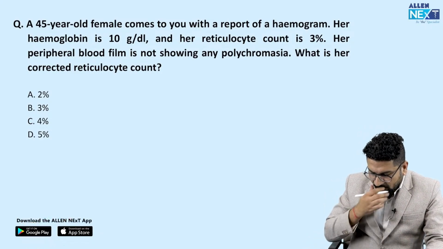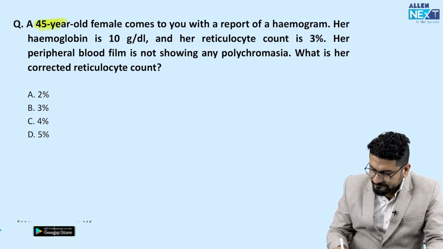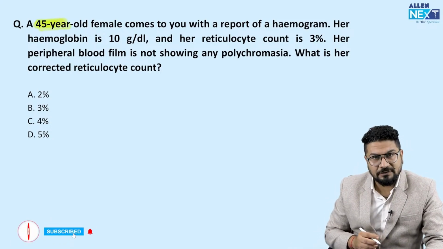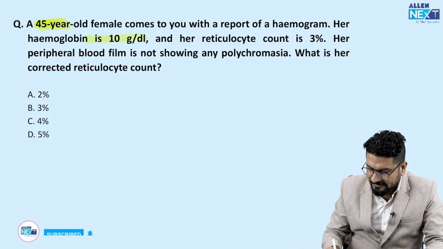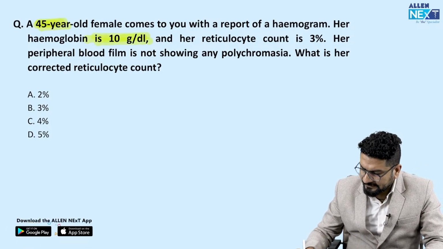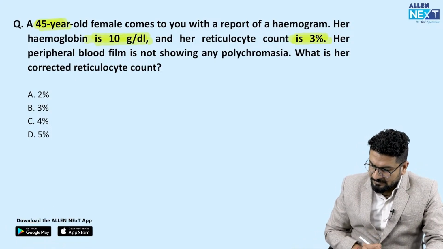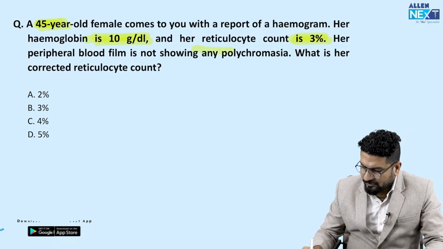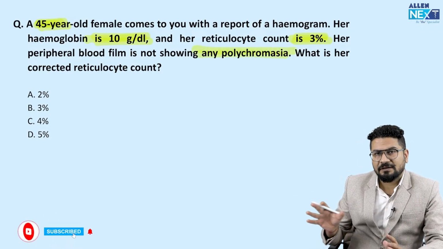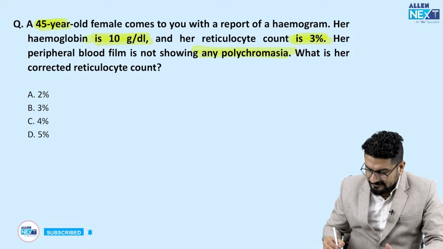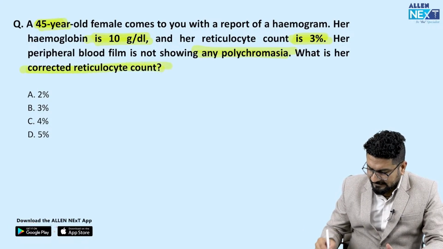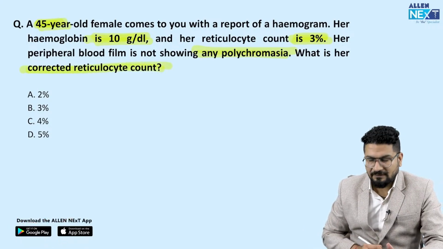Let's see. A 45-year-old female comes to you with a report of haemogram. In that haemogram, hemoglobin is 10. Reticulocyte count is 3%. Peripheral blood smear is not showing any polychromasia, meaning there is no finding in the peripheral smear. So what is the corrected reticulocyte count? This is a simple formula-based question.